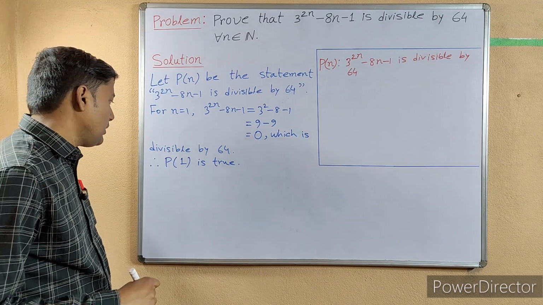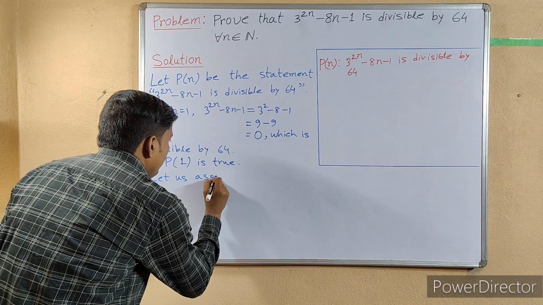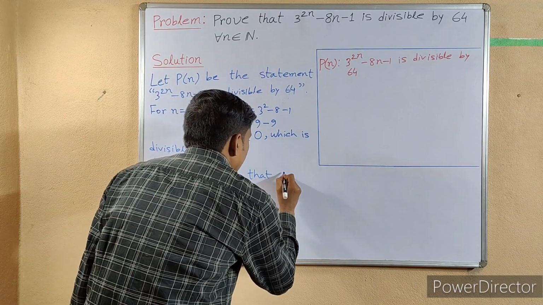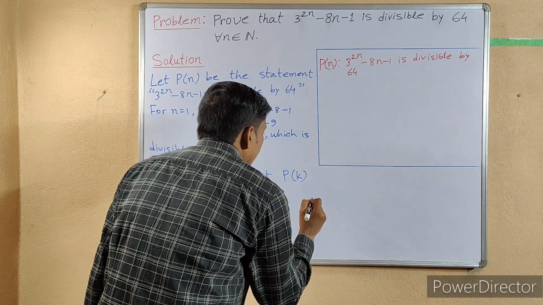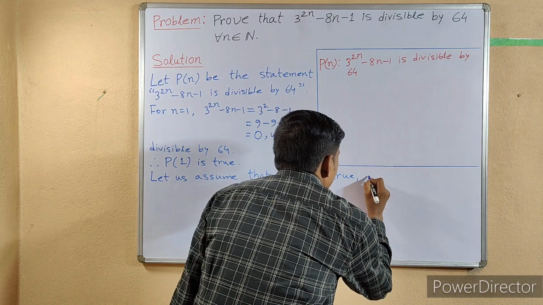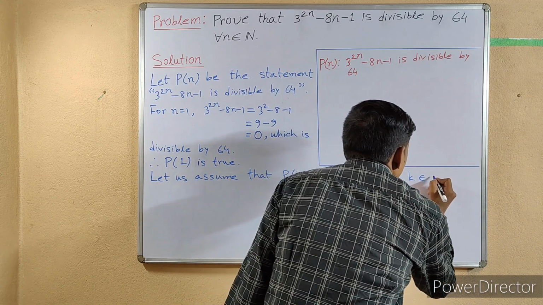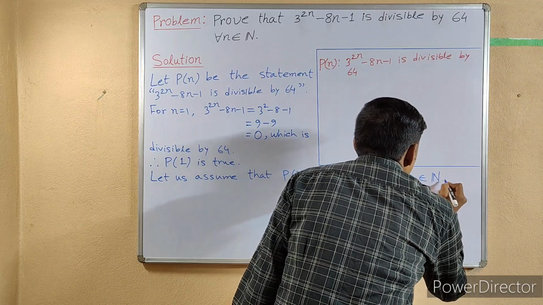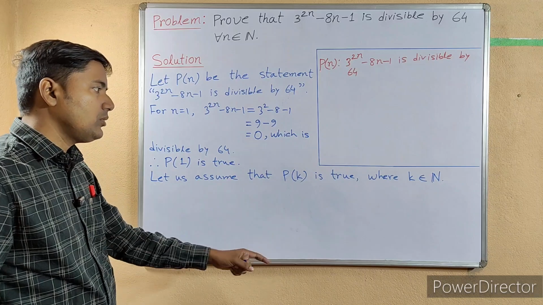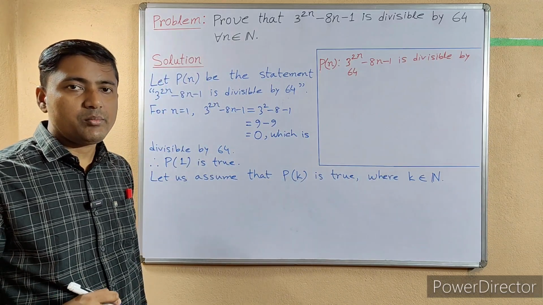Okay. Let us assume that Pk is true where k belongs to N. That is, k is a natural number.